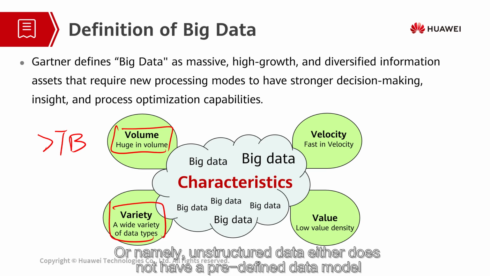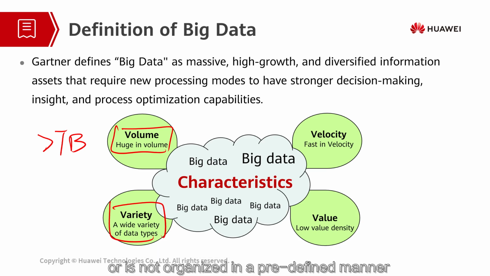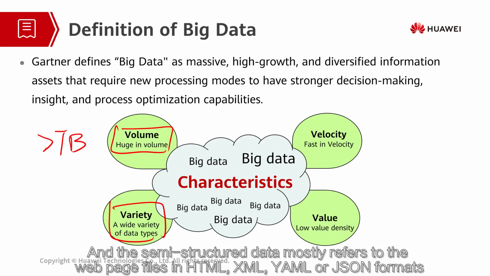The unstructured data includes pictures, videos, and audios, etc. Namely, unstructured data either does not have a predefined data model or is not organized in a predefined manner. And the semi-structured data mostly refers to web page files in HTML, XML, YAML, or JSON formats.